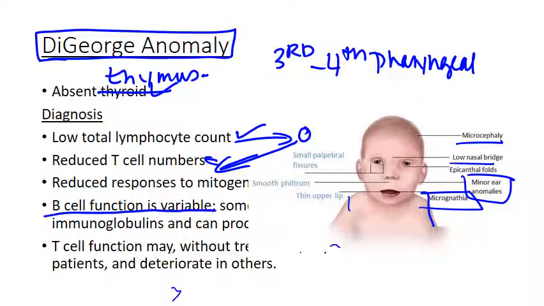The B cell function is kind of variable. So think about this. If I have some thymus, I'll have some helper T cells, so I'll get some immunoglobulins. If I have no thymus, I'll have no T cell help, and that in a way could result in an IgM, like a hyper IgM response, right? T cell function without treatment can improve over time in some patients and deteriorate in others. So the T cell function is somewhat variable in this, but we know that it's reduced from what it should be.